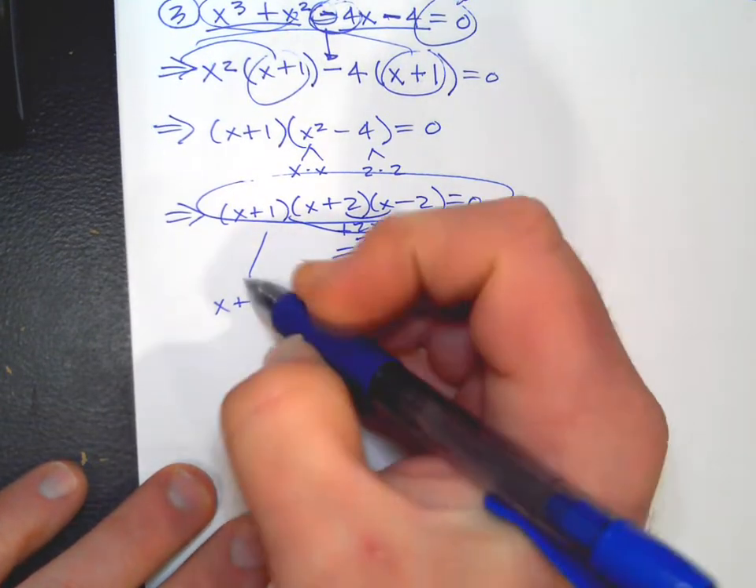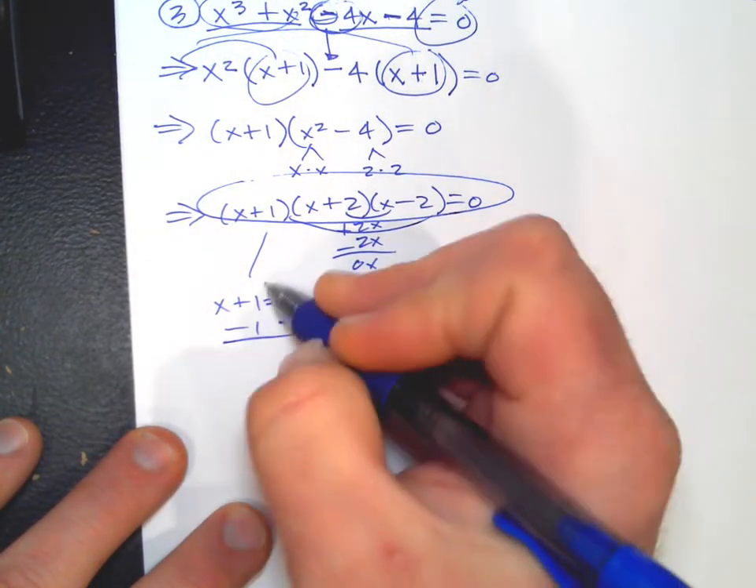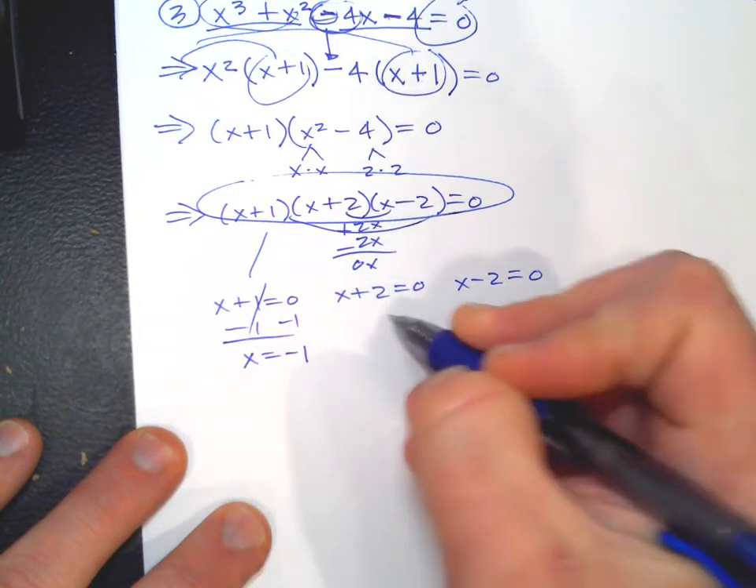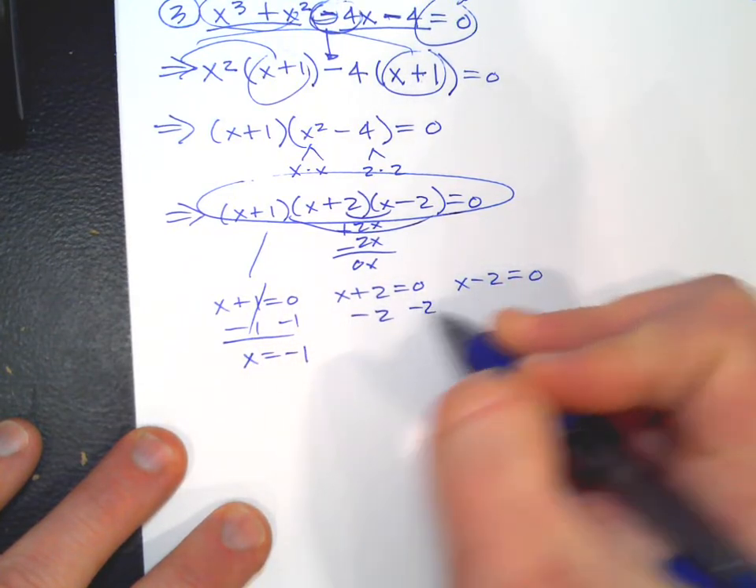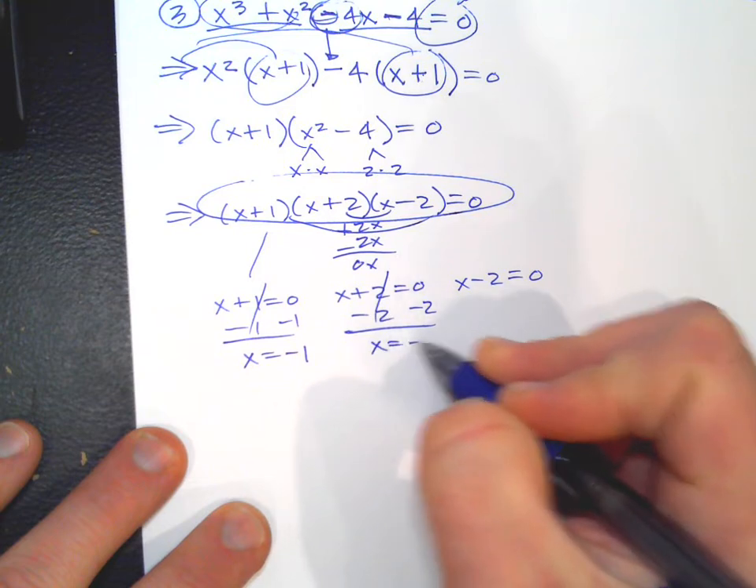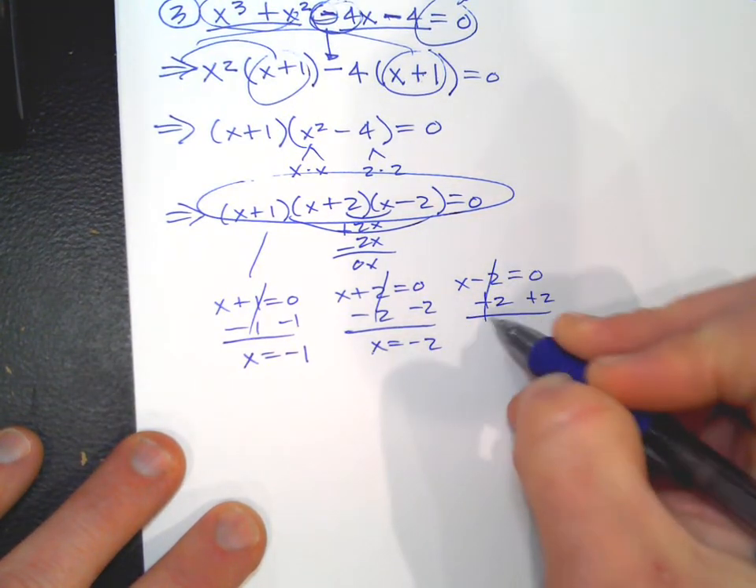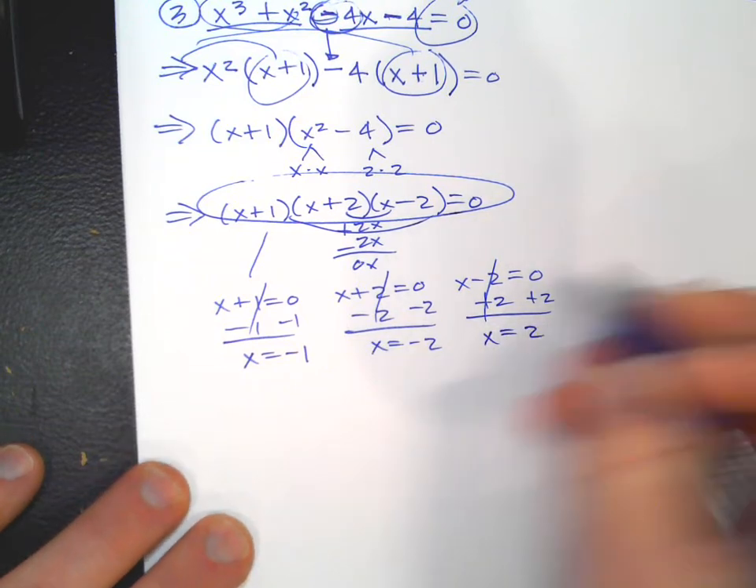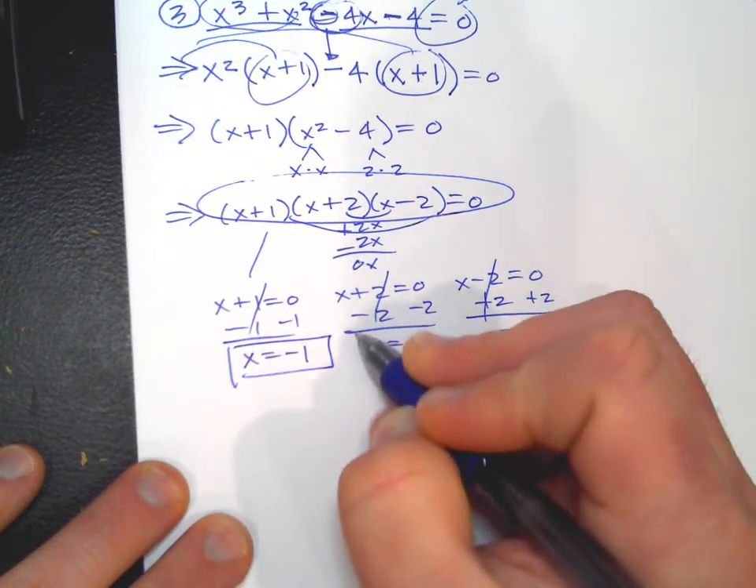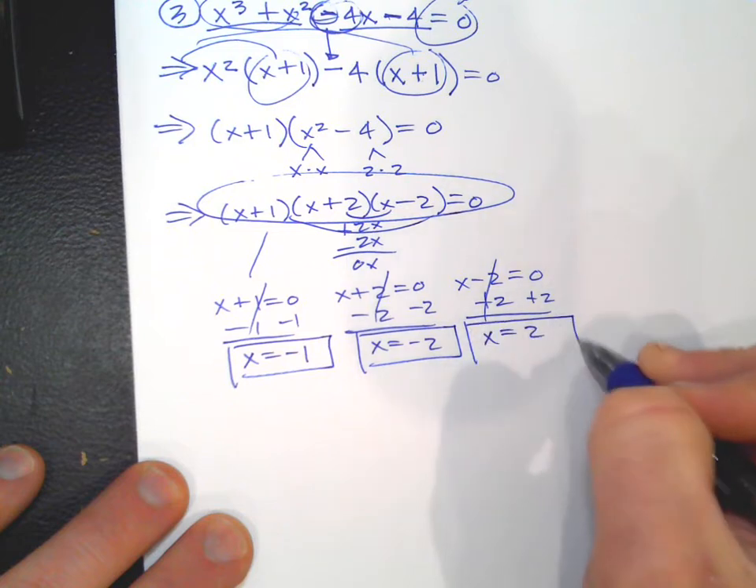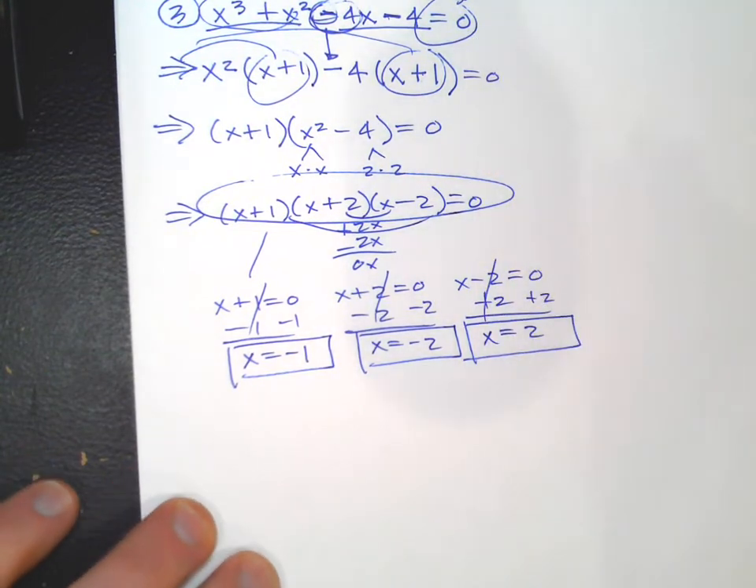All right, factoring's hard. Subtract 1, subtract 1. Subtract 2, subtract 2. Add 2, add 2. Those are your solutions. Only because of that equals sign.